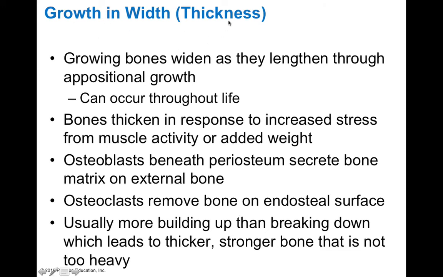Now, in terms of bone growth in width, we call this appositional bone growth. And this is where they widen as they lengthen as well. Bones become thicker in response to increased stress, and osteoblasts beneath the periosteum secrete bony matrix on the external bone. Osteoclasts remove bone from the endosteal surface, and as a consequence, we see a widening of bone. Because osteoblasts are laying down bone on the outside, osteoclasts are breaking it down from the inside, ultimately causing the whole bone to become wider, but proportionally the same thickness in terms of compact bone. Now, there's usually more building up than breaking down, which leads to thicker, stronger bone that's not too heavy.